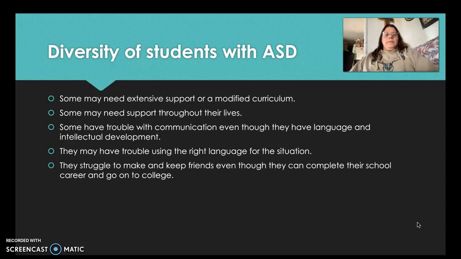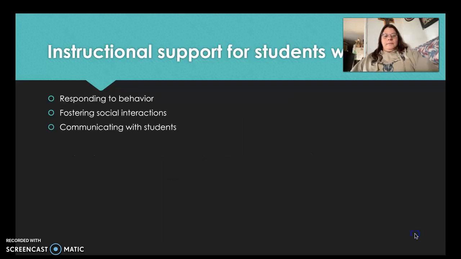They can struggle to make friends or even keep those friends because they usually have a one-track mind for one area, and they'll spend all the time that they have on that one area, and their friends may not be something that their peers are interested in. They can complete their schooling career and then go on to college, knowing that there are things that they need to do to get to that point.